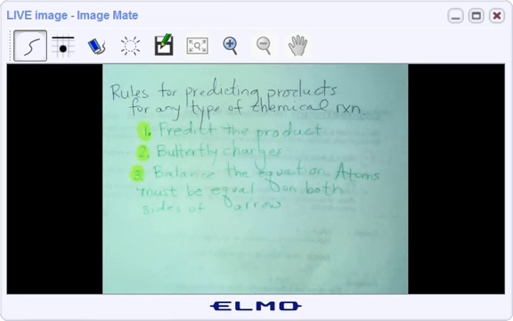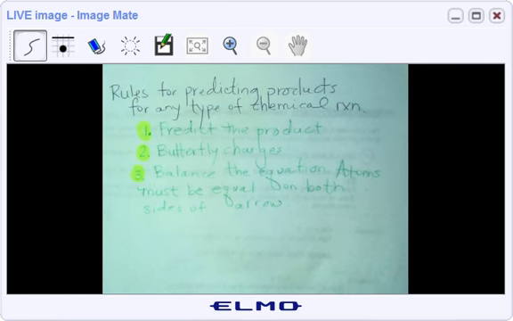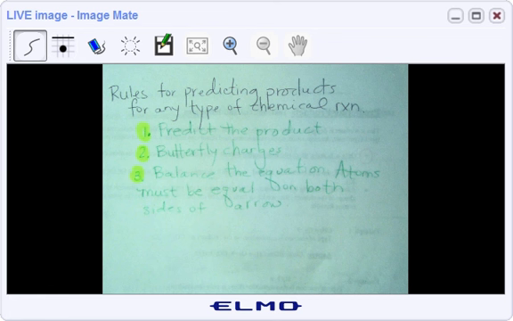This is going to be a tutorial on how to balance equations and predict products. Some of you may already know the 3 rules for predicting products, and this is for any type of chemical reaction, whether it's combustion, synthesis, single replacement, double replacement, or decomposition. Go ahead and pause the video and write this down in your notes.